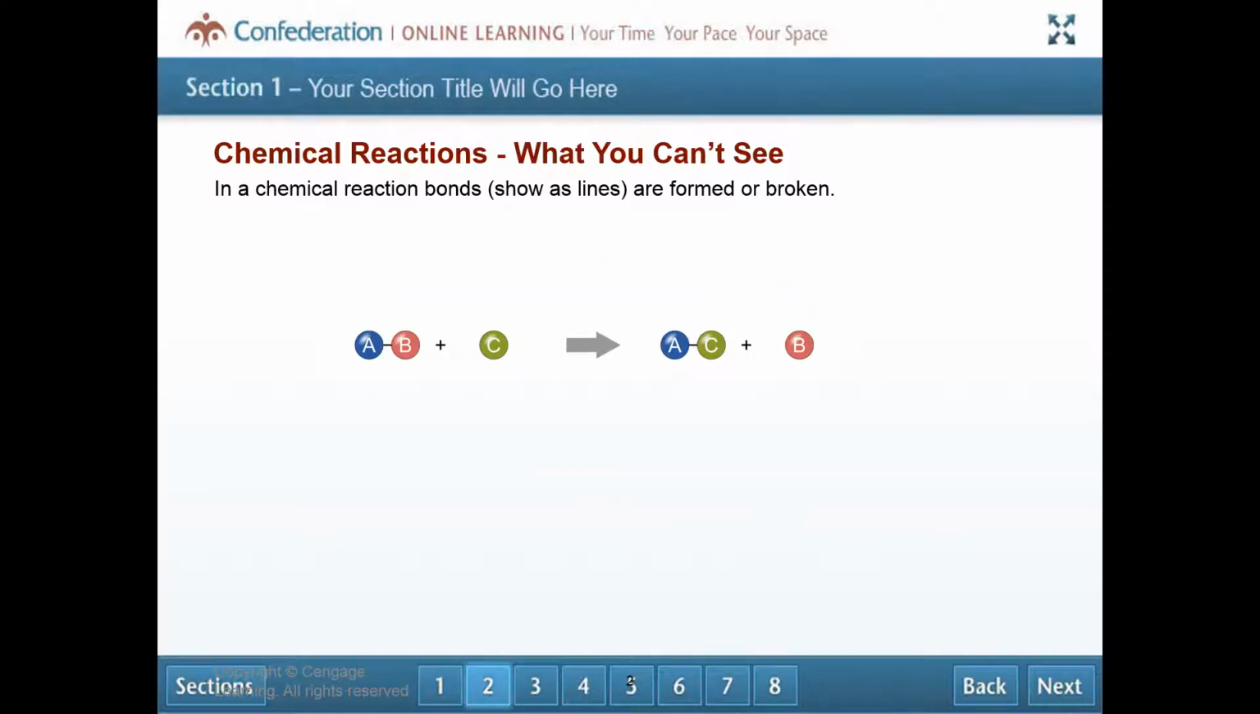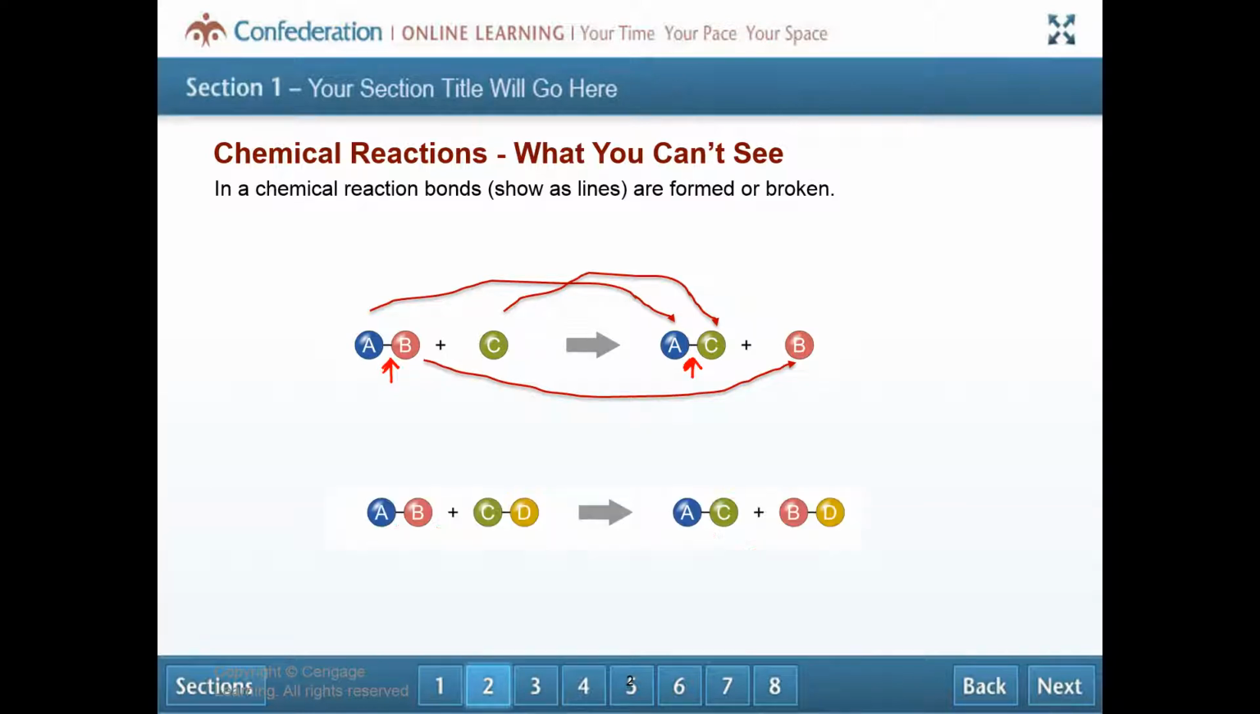Here's another example of a chemical reaction. Here we've got a molecule between A and B. There's a bond, and then C is floating around by itself. Now what happens is a new bond forms here. The bond between A and B breaks, and then a new bond forms between A and C, and then B is by itself. So here is another example of a chemical reaction. Those bonds have been broken and then new ones have been formed.